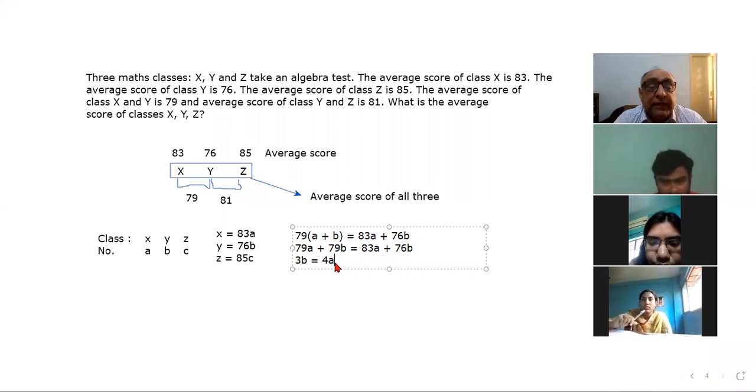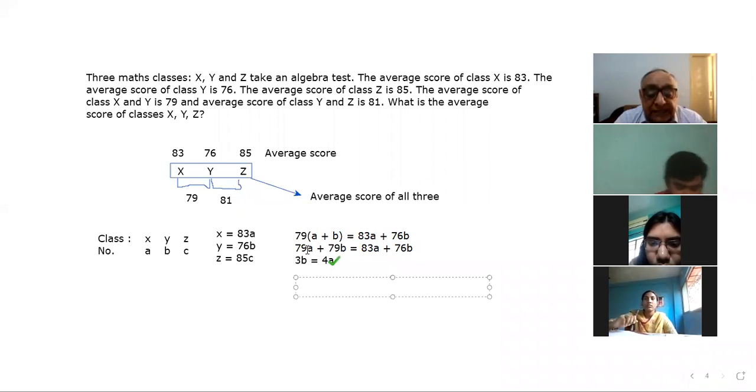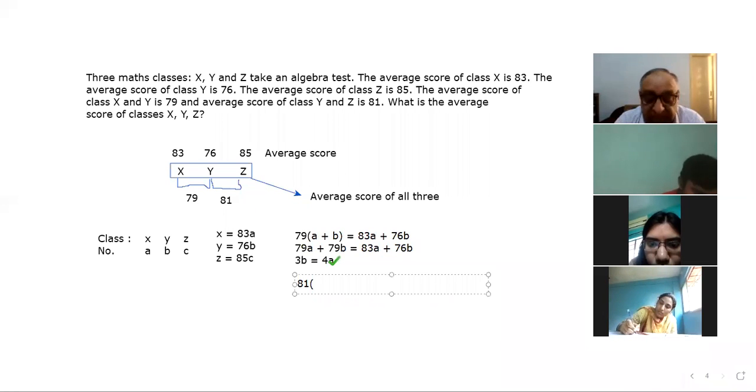Now similarly, let us move further. We have been given the average score of the Y and Z classes. What is that? That is 81. So the total score of Y and Z classes is 81 into the number of students in class Y, B, plus the number of students in class Z, C. That is equal to the total score of class Y, 76B, plus the total score of class Z, that is 85C.